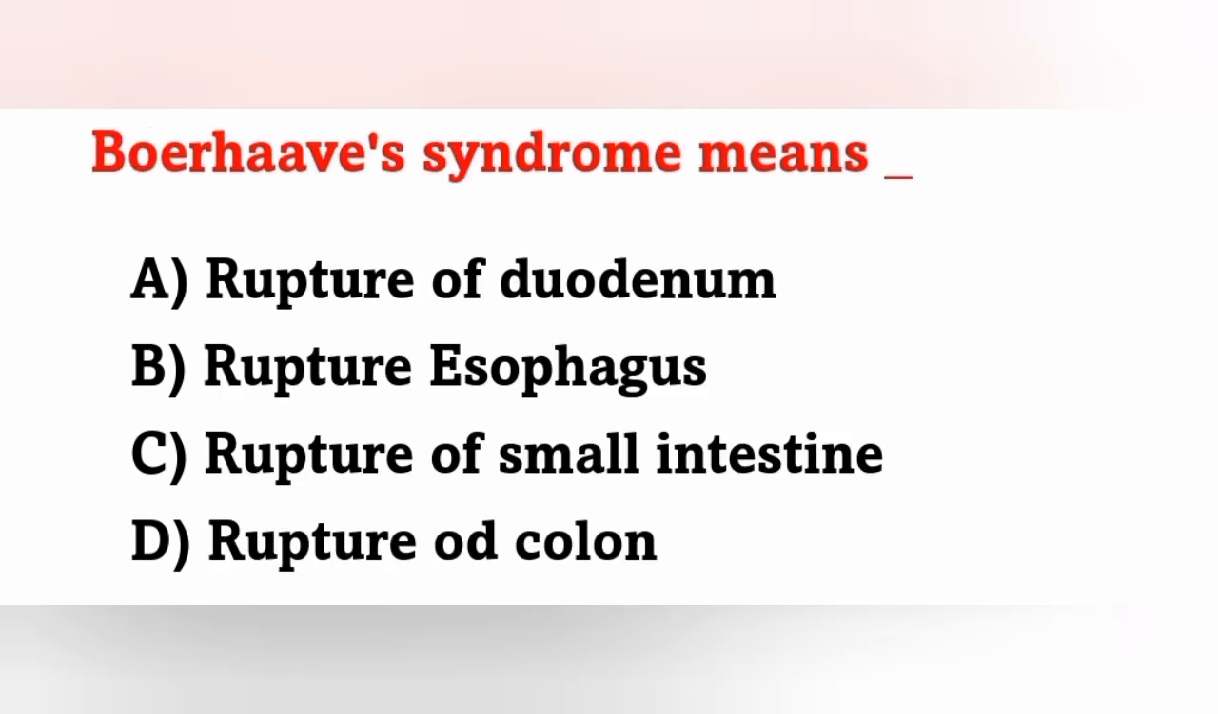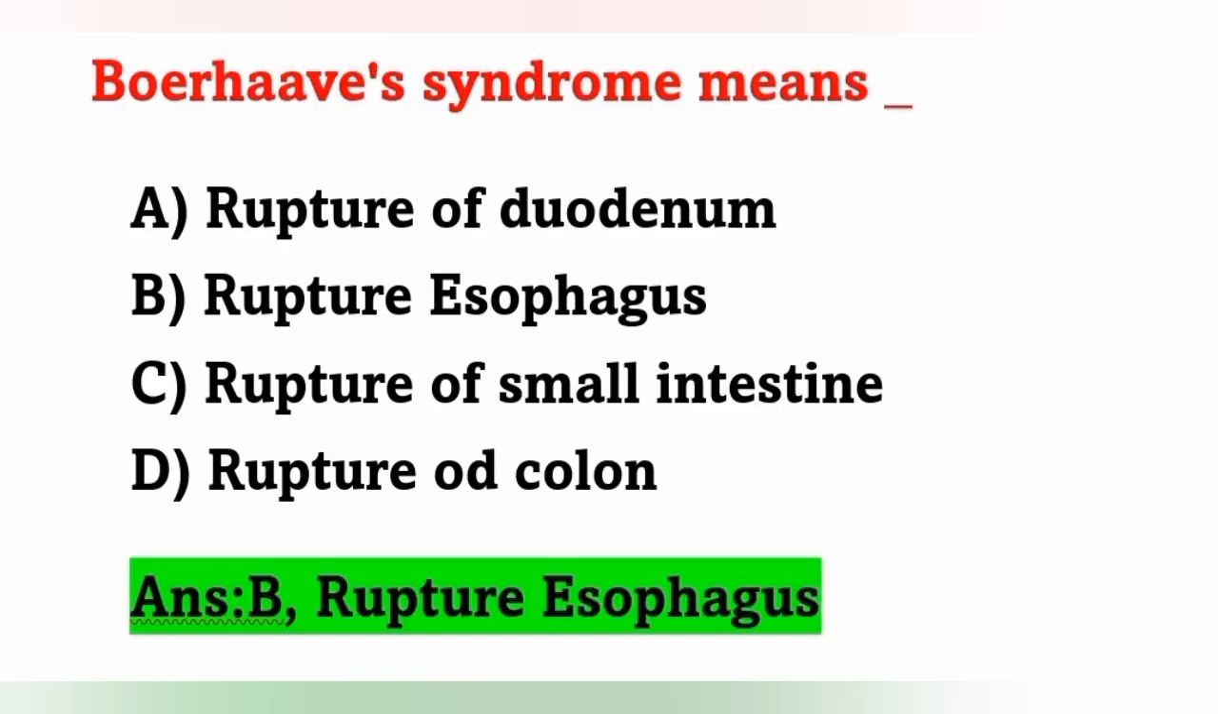And the next question, Boerhaave syndrome means, options. Option A, rupture of duodenum. Option B, rupture of esophagus. Option C, rupture of small intestine. Option D, rupture of colon. Boerhaave syndrome means a spontaneous perforation or spontaneous rupture of the esophagus. Thereby, the patient may experience severe vomiting. So here, the correct answer is rupture of esophagus. Option B is the correct answer.